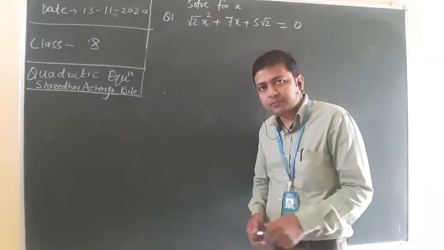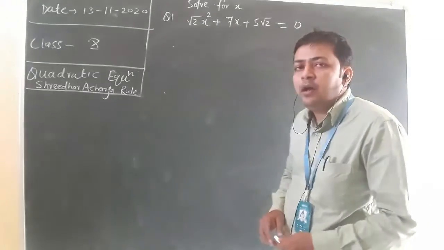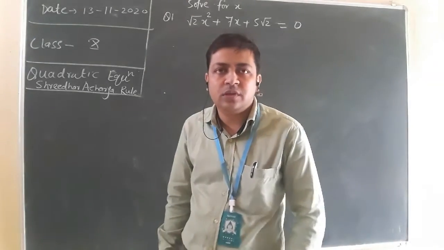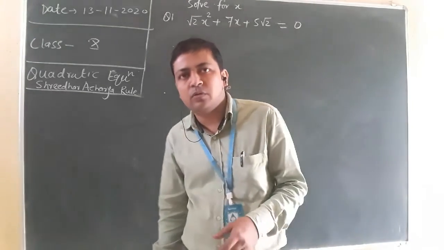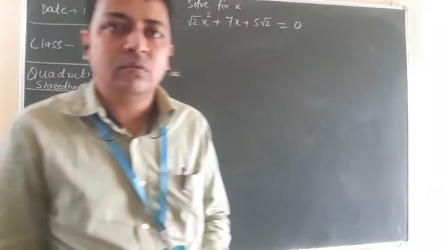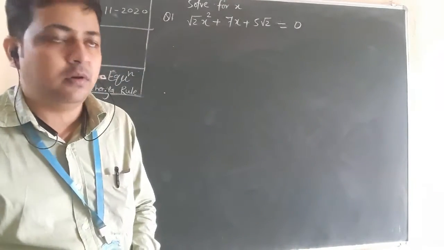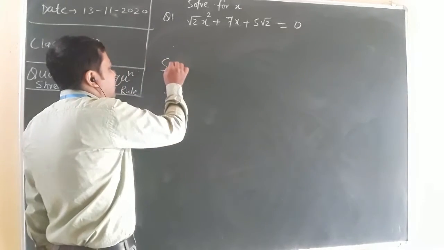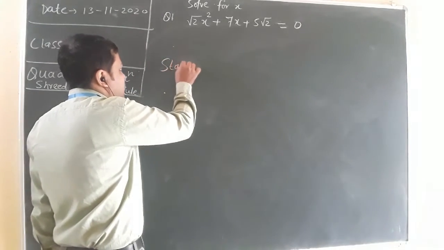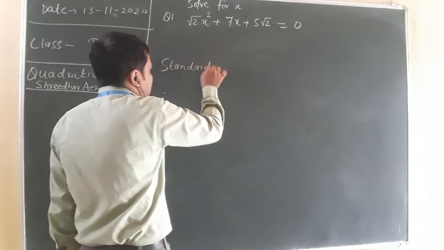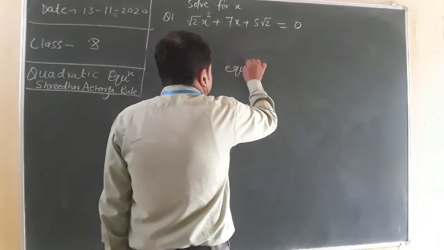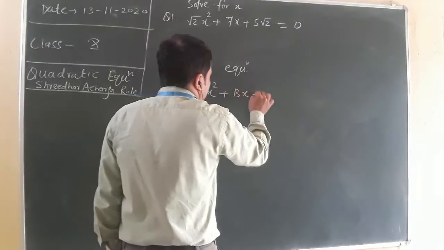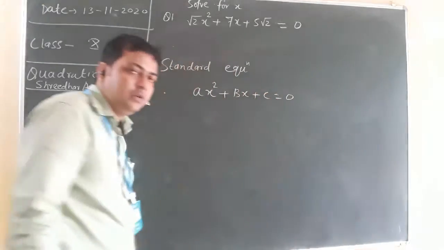For this I have written one question. In the quadratic formula, you have to know certain steps. Without knowing the steps, you will not be able to find this formula. So what will be the steps? First, you know that this is the standard equation of the quadratic: ax square plus bx plus c is equal to 0. This is the standard equation.